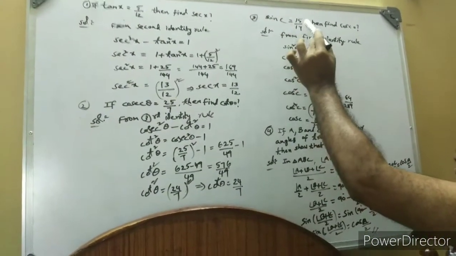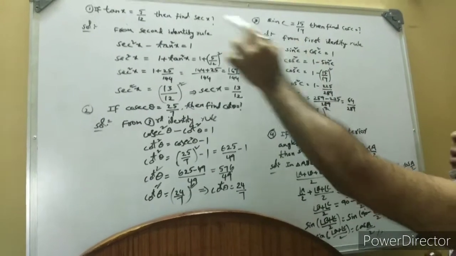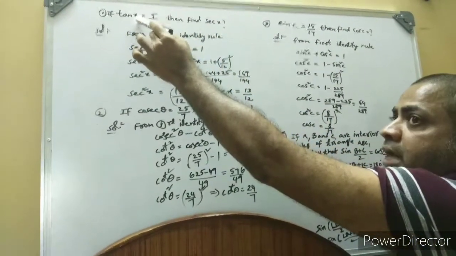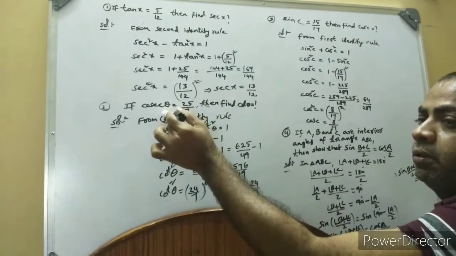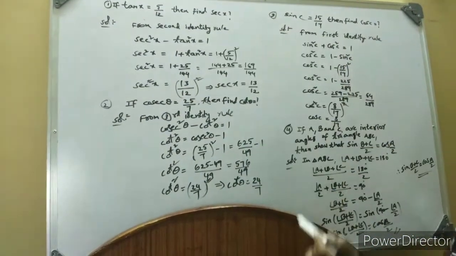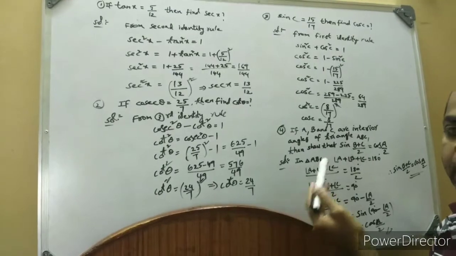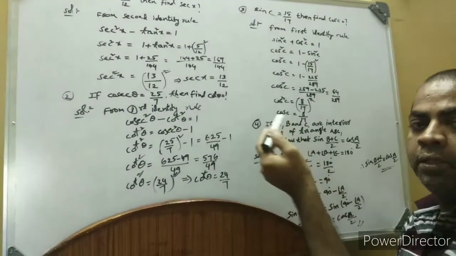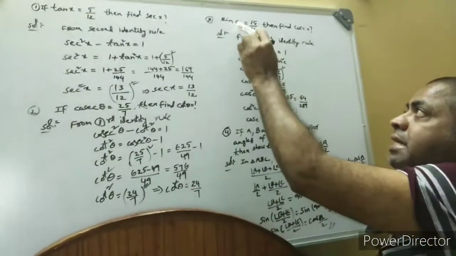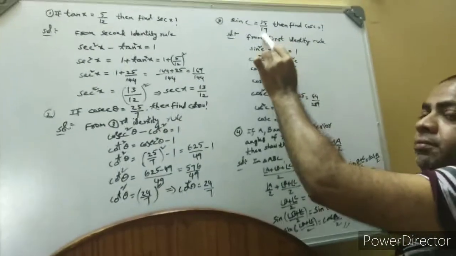Sin C is equal to, here I am taking the C value. Before, in questions, one time I took x, second time theta, third time C. Any letter you have to use: A, B, C, alpha, beta, gamma, theta. Those are all angles. Sin C is equal to 15 by 17.